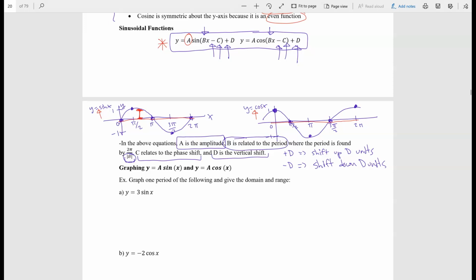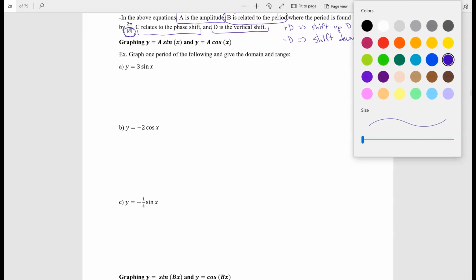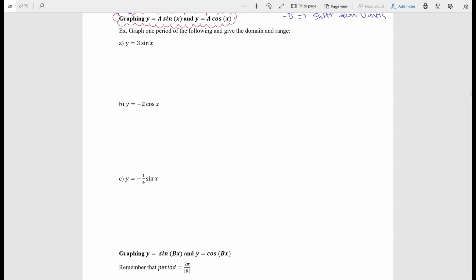But the way that we're going to do it, we're going to start off with just the value of A. So let's start off by graphing when the amplitude is being changed. So for example, this guy. How is putting an A going to affect it? Well, remember that this is going to affect the amplitude. So let's start off by graphing this. Let's do a couple of examples. Graph one period of the following and give the domain and the range.